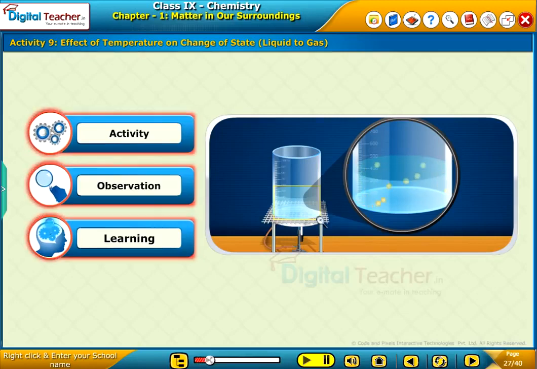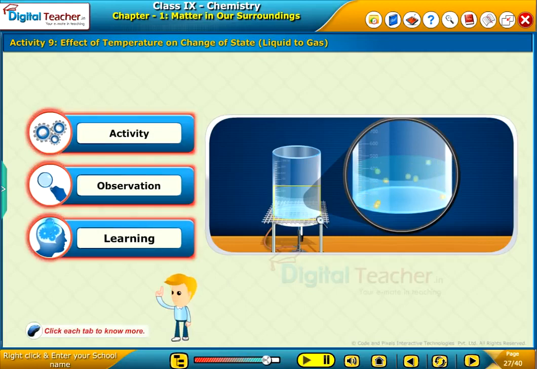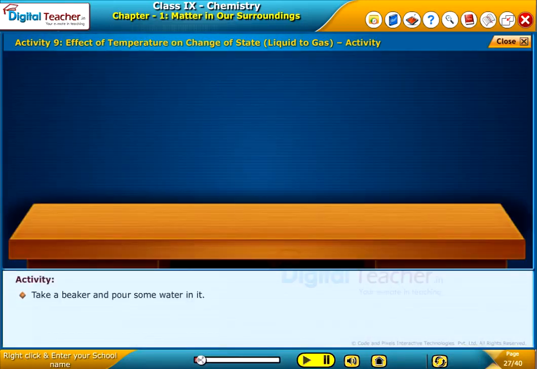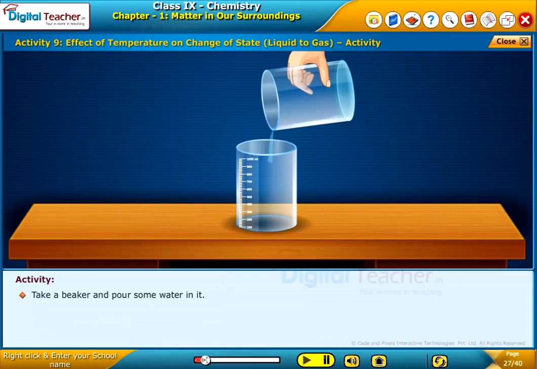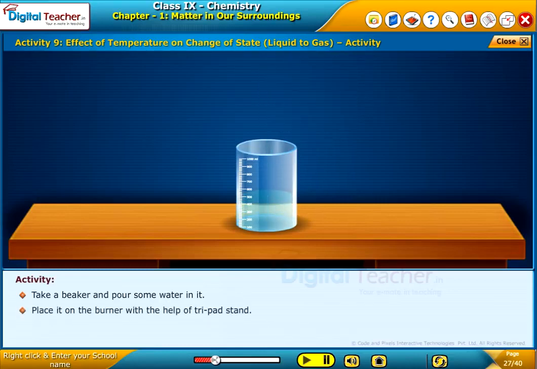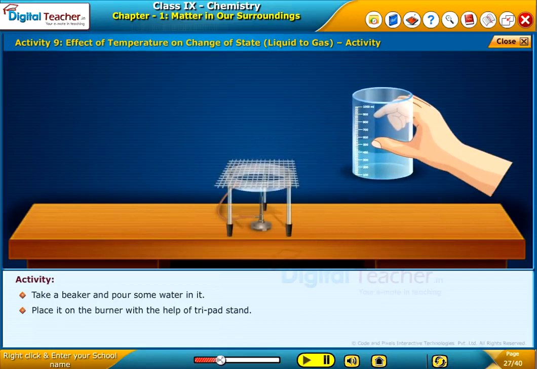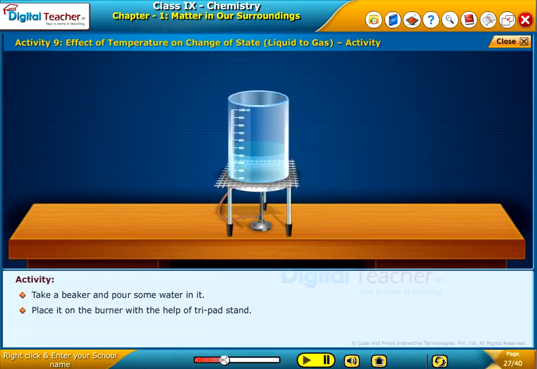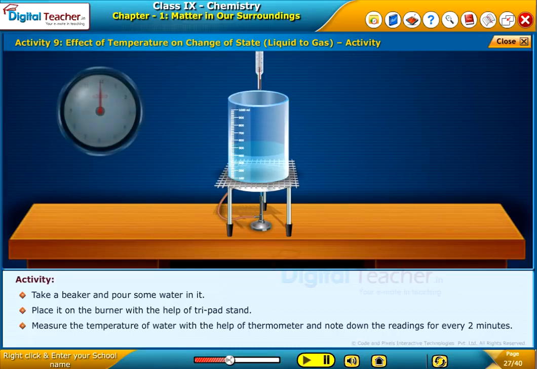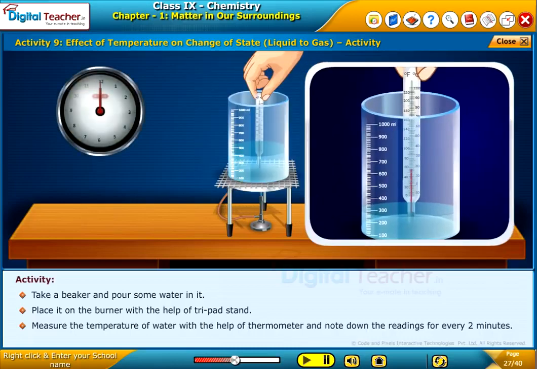Here, let us perform an activity to know the effect of temperature on change of state. Click each tab to know more. Take a beaker and pour some water in it. Place it on the burner with the help of a tripod stand. Measure the temperature of water with the help of a thermometer and note down the readings for every 2 minutes.